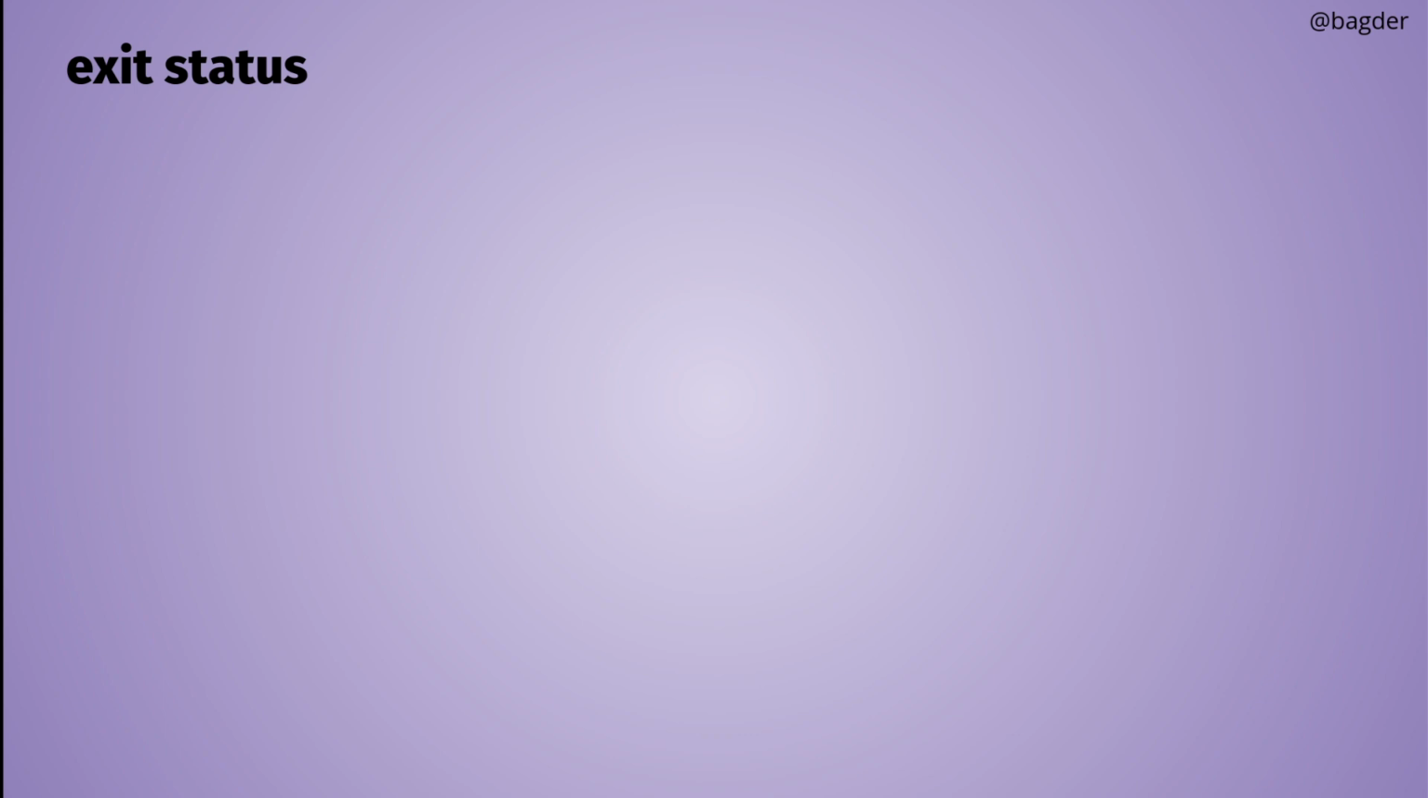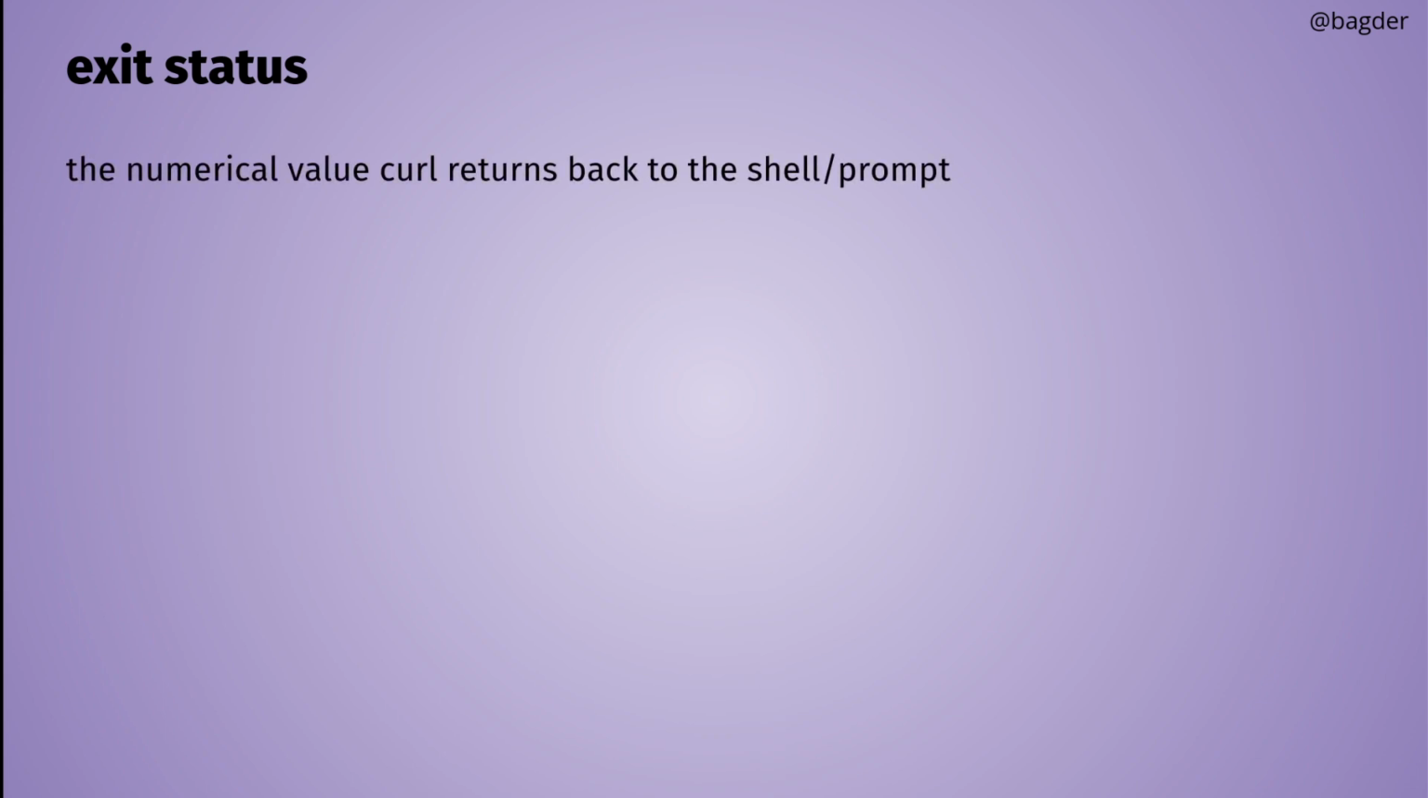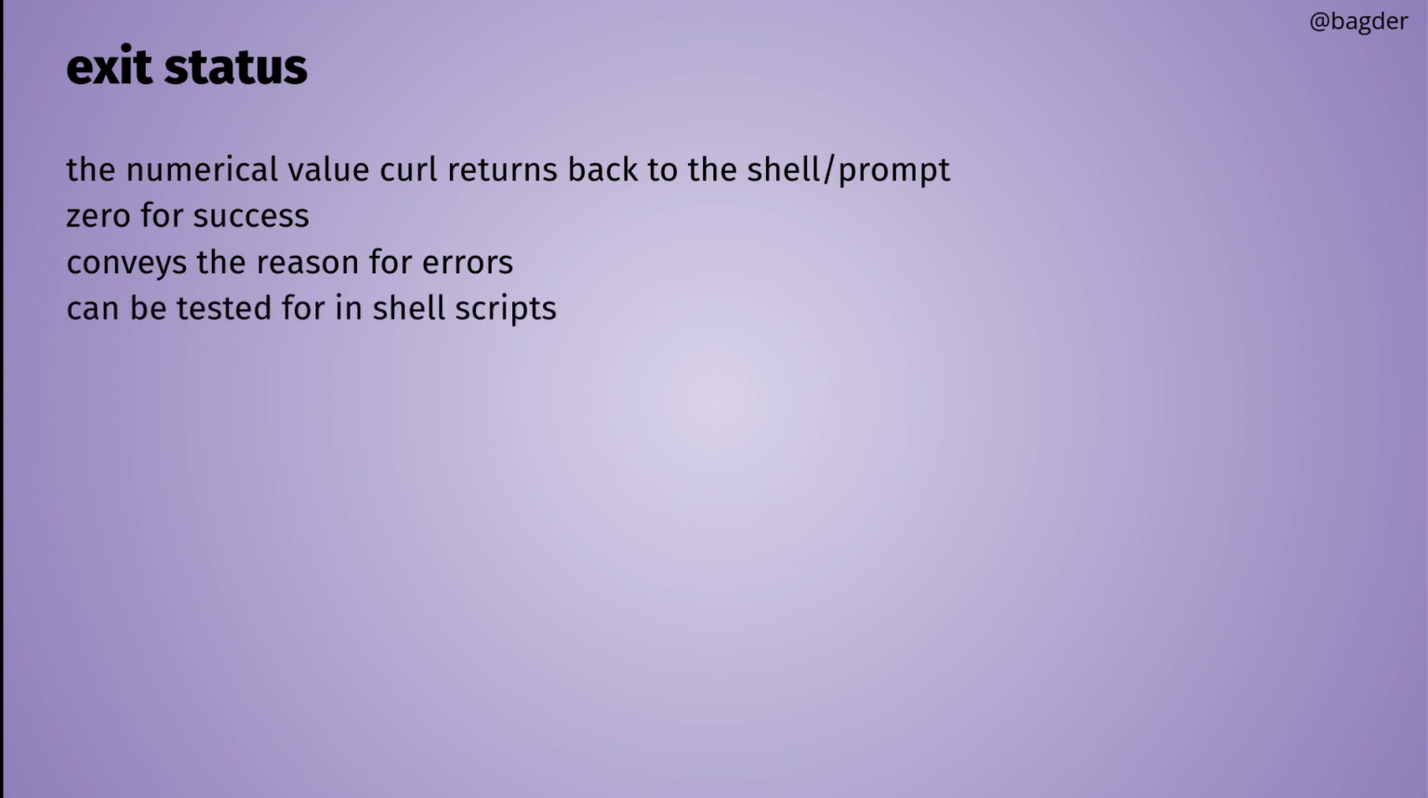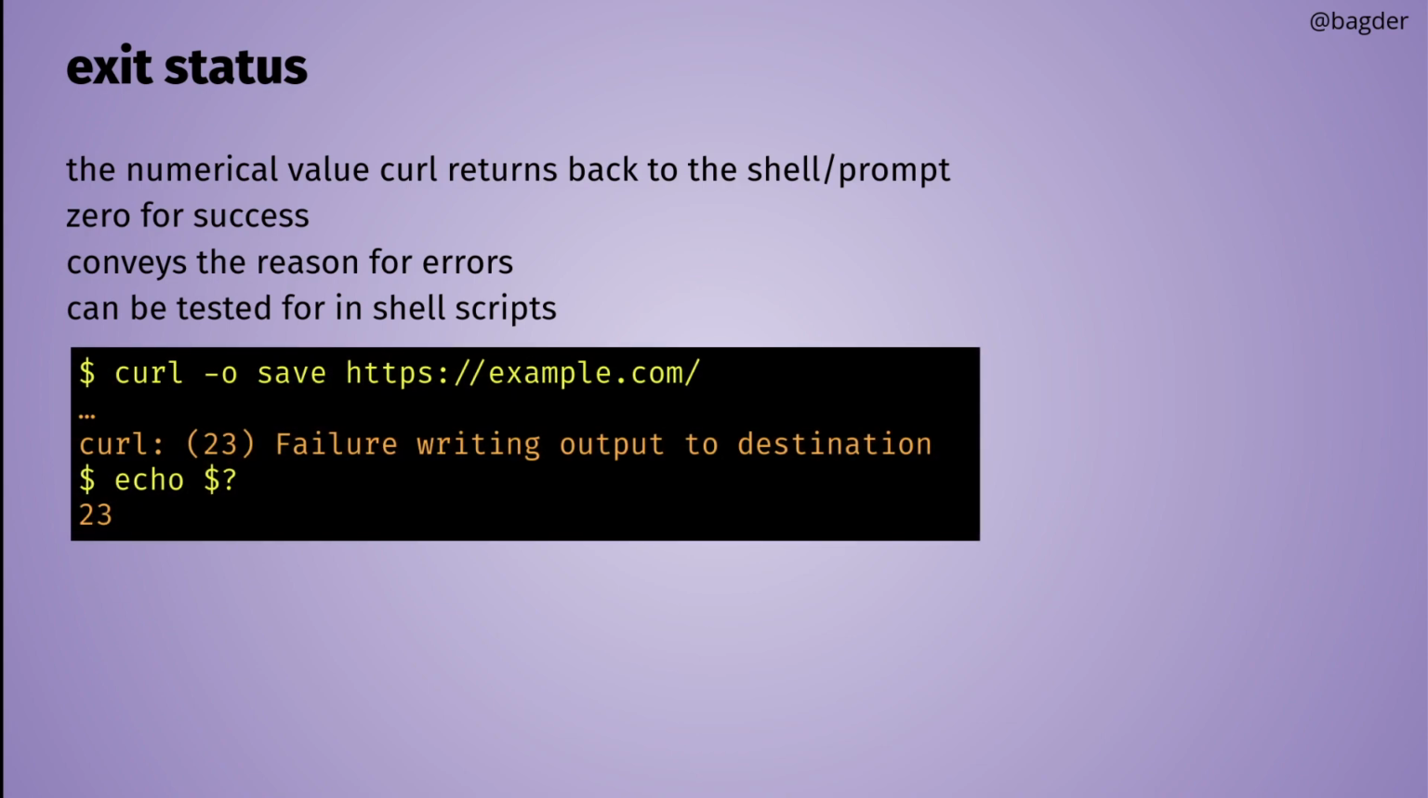So if it doesn't return a 0, something went wrong. It returns a numerical value back to the shell prompt, or whatever called curl. And it's very convenient: 0 means everything went exactly as you asked for. Everything else is an error. And what particular error, the number actually tells you. It's a fixed, static error number that will tell you exactly what it is. And you should, of course, test for that.